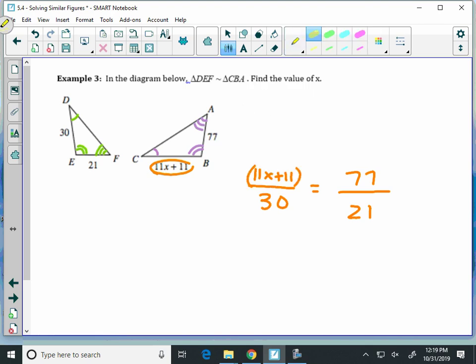Come on, smart boy. So we multiply here. We're multiplying 21 by this entire thing, the entire 11x plus 11. And then when we multiply here, what is 30 times 77? What do we get? 2,310.